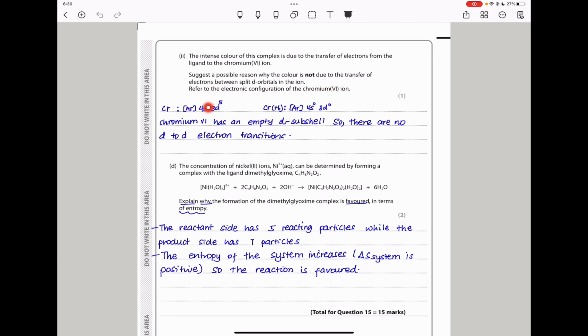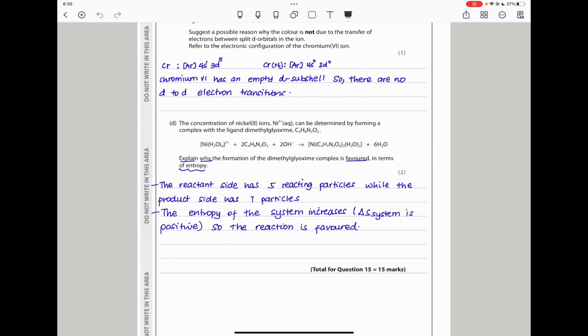Here I began by writing the configuration of chromium, which is argon 4s1 3d5. The configuration of chromium 6 is argon 4s0 3d0. This means that the orbitals do not have any electrons in them, and therefore there are no electrons for d to d transitions. That is why this is not possible. So any color is due to electrons being transferred from the ligands towards the chromium 6.